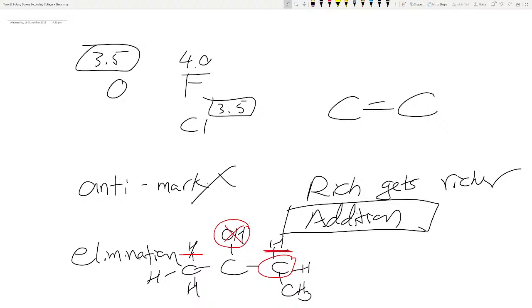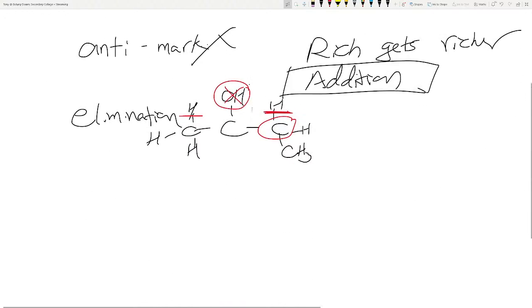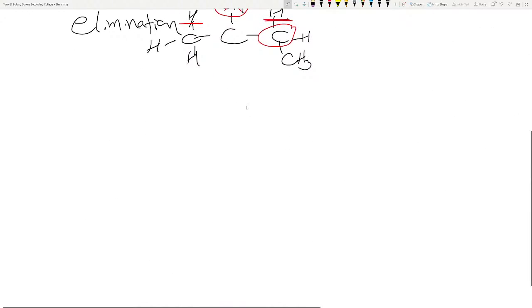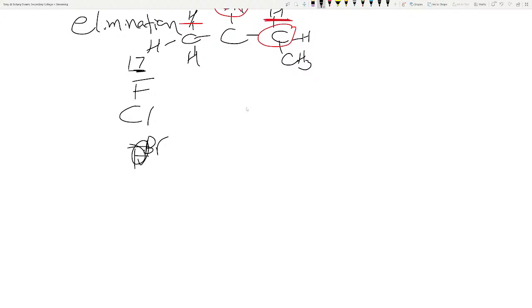How to count the total number of valence electrons again? You just look on the periodic table of elements. For example, chlorine, fluorine, bromine: these are group 17, so they have 7 valence electrons.